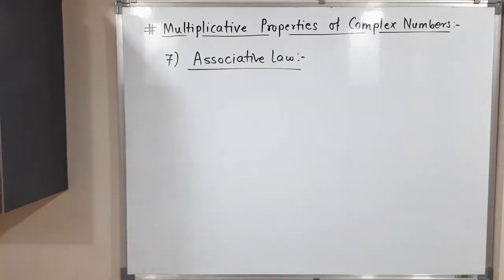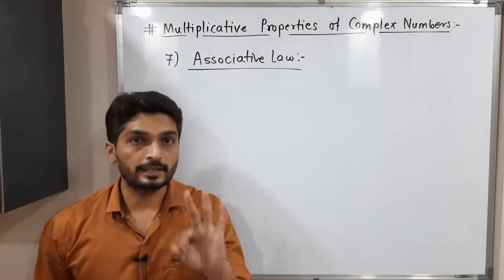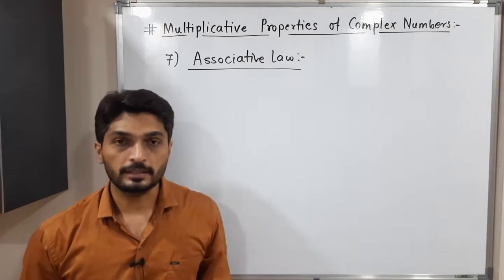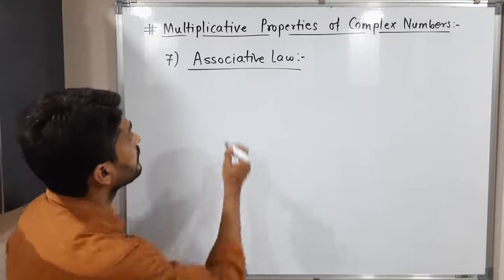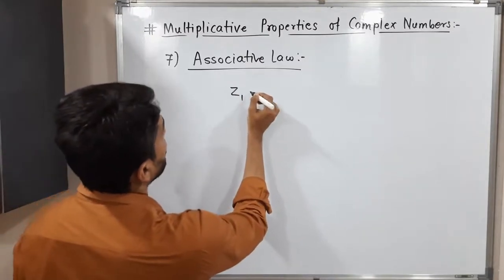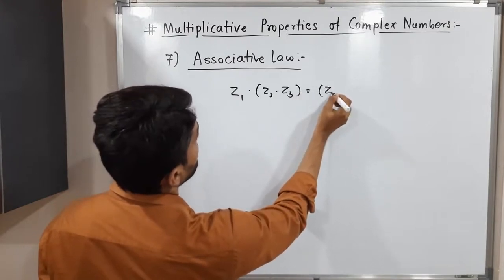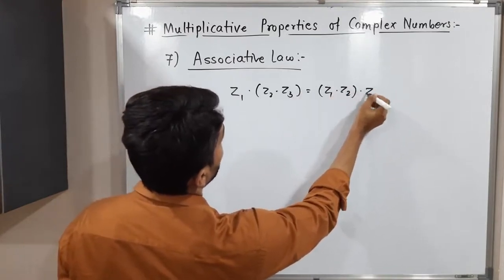Let us discuss now associative law. For associative property, we require three elements. Okay, so I am considering z1, z2 and z3. So this law says (z1 into z2) into z3 is same as z1 into (z2 into z3).